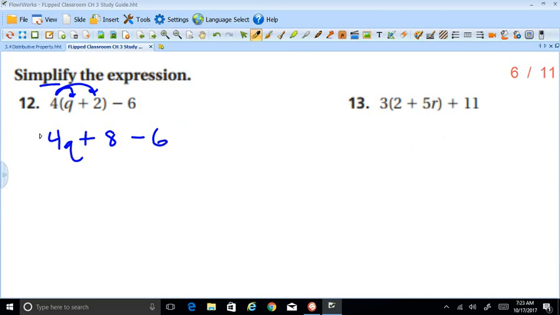We're not done. We can close our accordion. We have a q term, we have a constant, and another constant. Combine like terms, 8 minus 6 is a 2. And now we're left with 4q plus 2. Final answer.